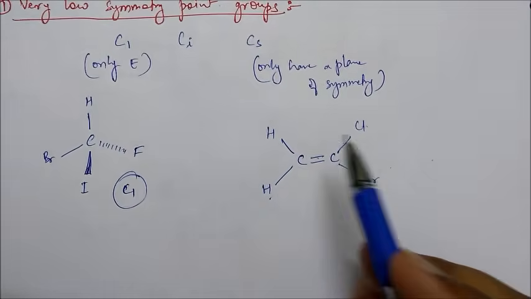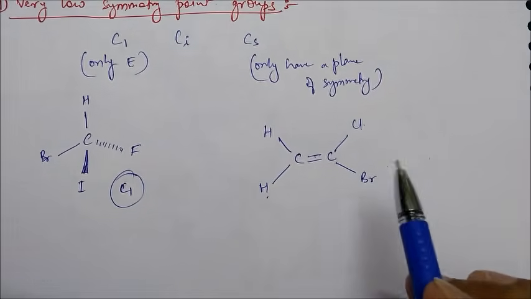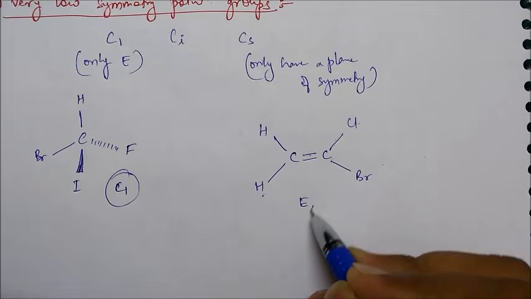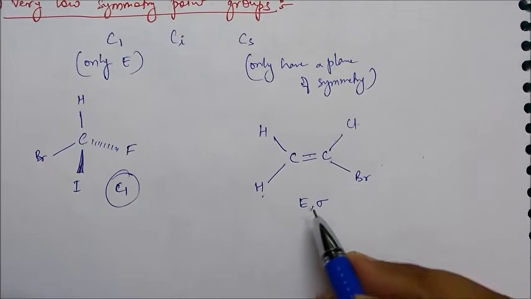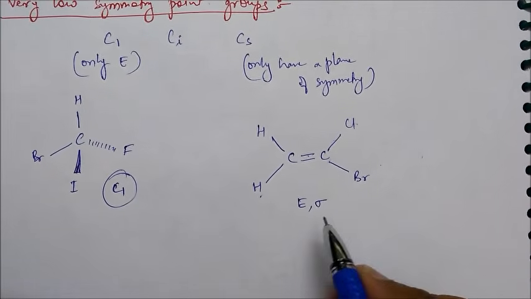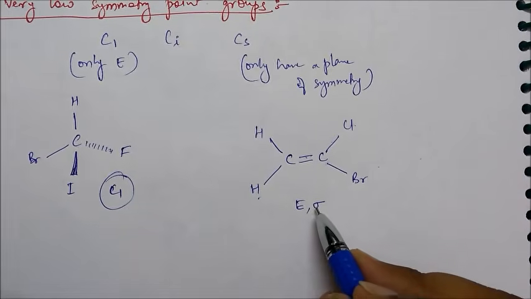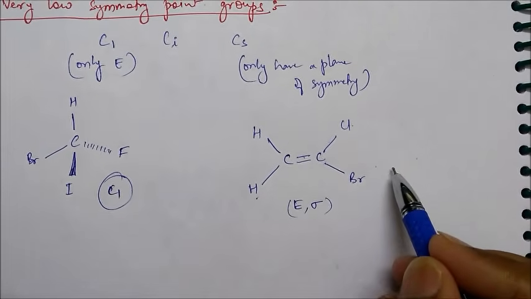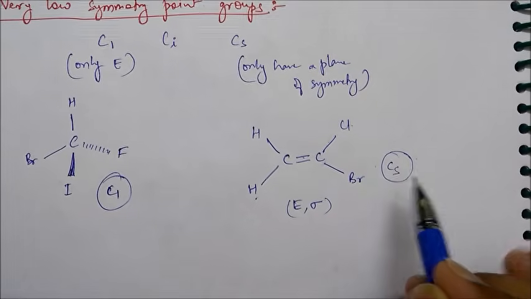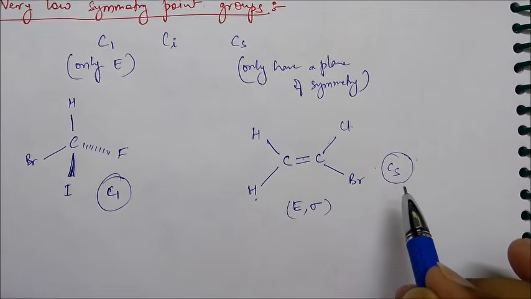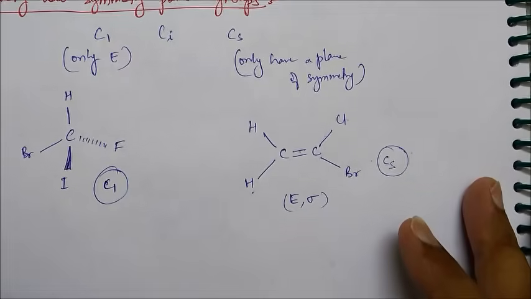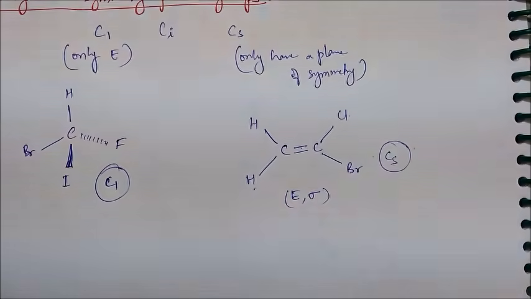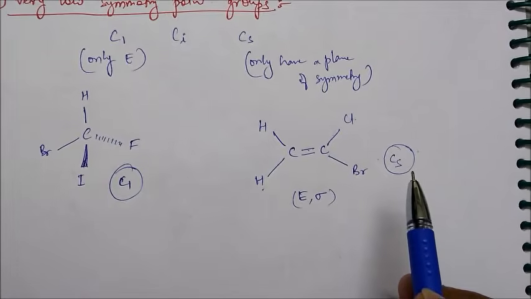Then what will happen? It has one plane, that is the only plane which is present here along with the identity. Along with identity, which is present everywhere, we have a plane also. So we can apply a plane here. That's why the point group for this molecule is CS. So you have to remember these things, because sometimes these type of questions are also asked in GATE or CSIR. This point group belongs to a molecule having only a plane.